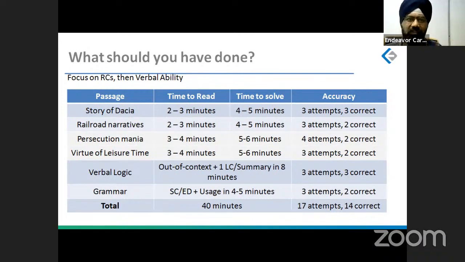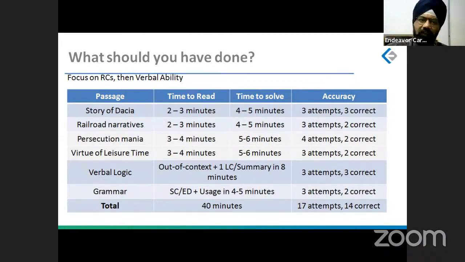You can rearrange this. You could have started with, like I said, I would have started with grammar, but I wanted to give grammar at the end because that's what I would have read. Most of you would not have started with grammar because you were not ready with grammar. So I would have started with what? Something like grammar and then gone to story of Dacia and then gone to the other passages. You could have started with the passages, in which case the fourth passage comes first, then comes the first passage, then the second and third.